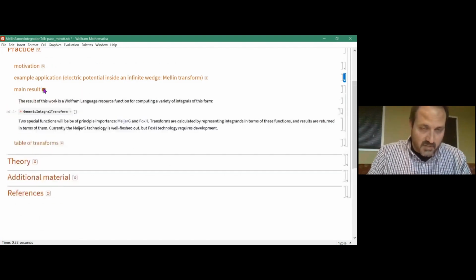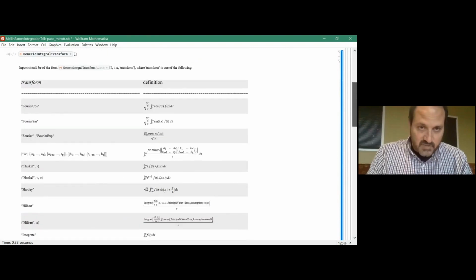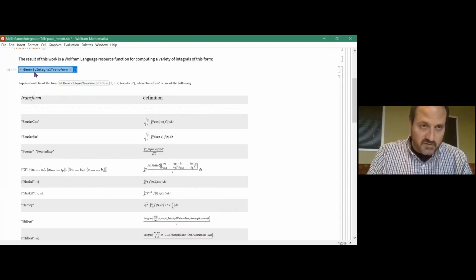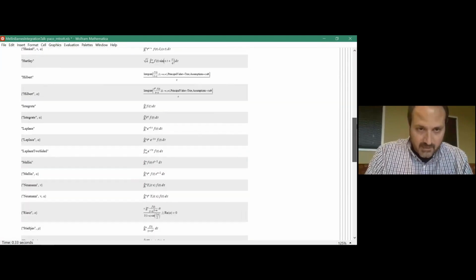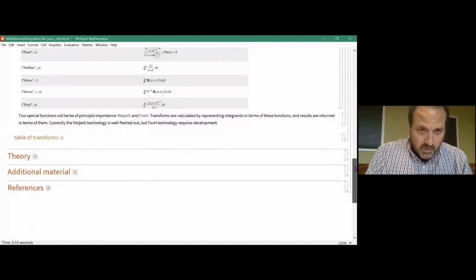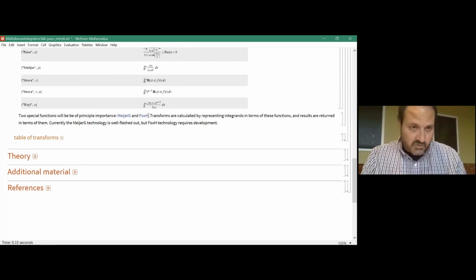Just to quickly summarize the result, again, is this generic integral transform resource function. And you can see the different transforms here. If you just call it with 0 arguments, you get a table showing what transforms are available and how they're defined in terms of an integral. The whole technology that allows us to solve these integrals involves two functions called MeijerG and FoxH, which Oleg will talk to you about in detail in just a moment.